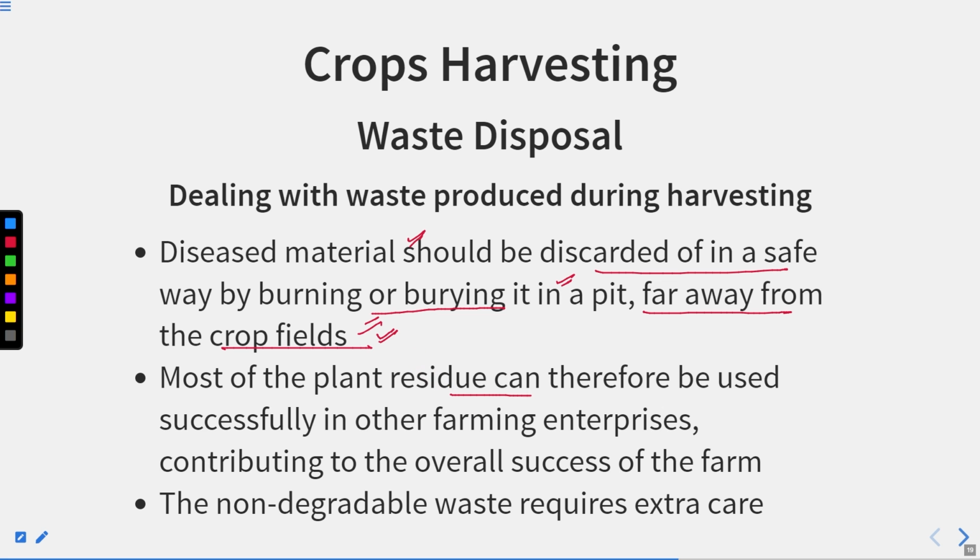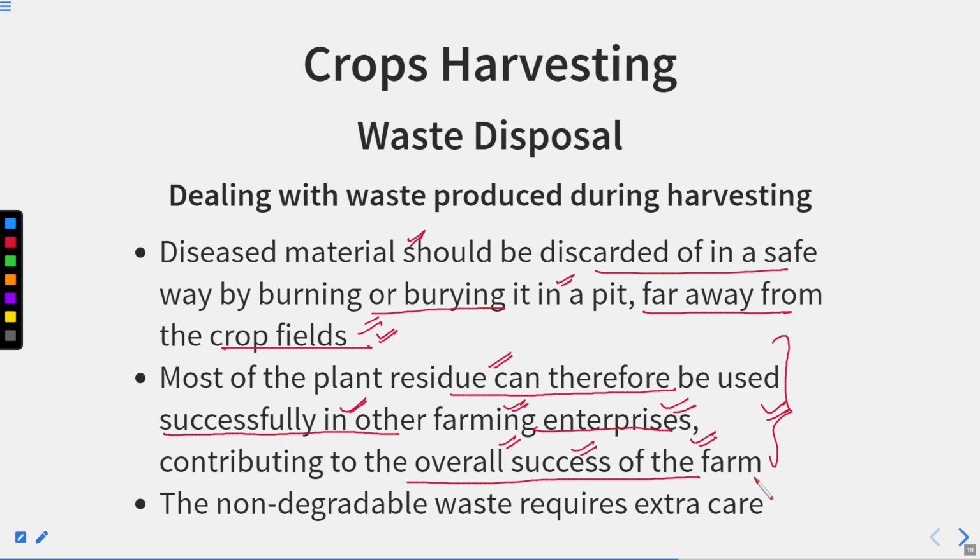Most of the plant residue can therefore be used successfully in other farming enterprises, contributing to the overall success of the farm. So in this way, all these residues can be used successfully in other farming enterprises, contributing to the overall success. All these things should be followed, and then only you can have the overall success of the farm.